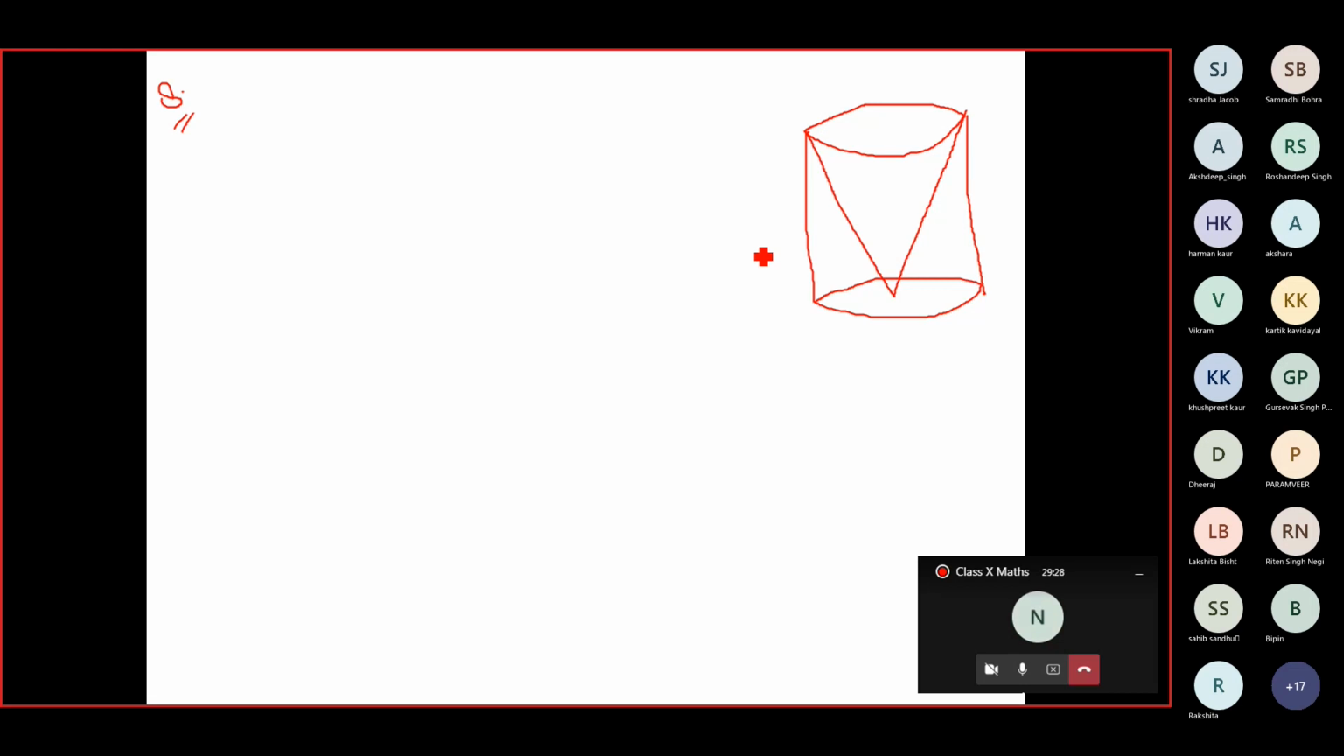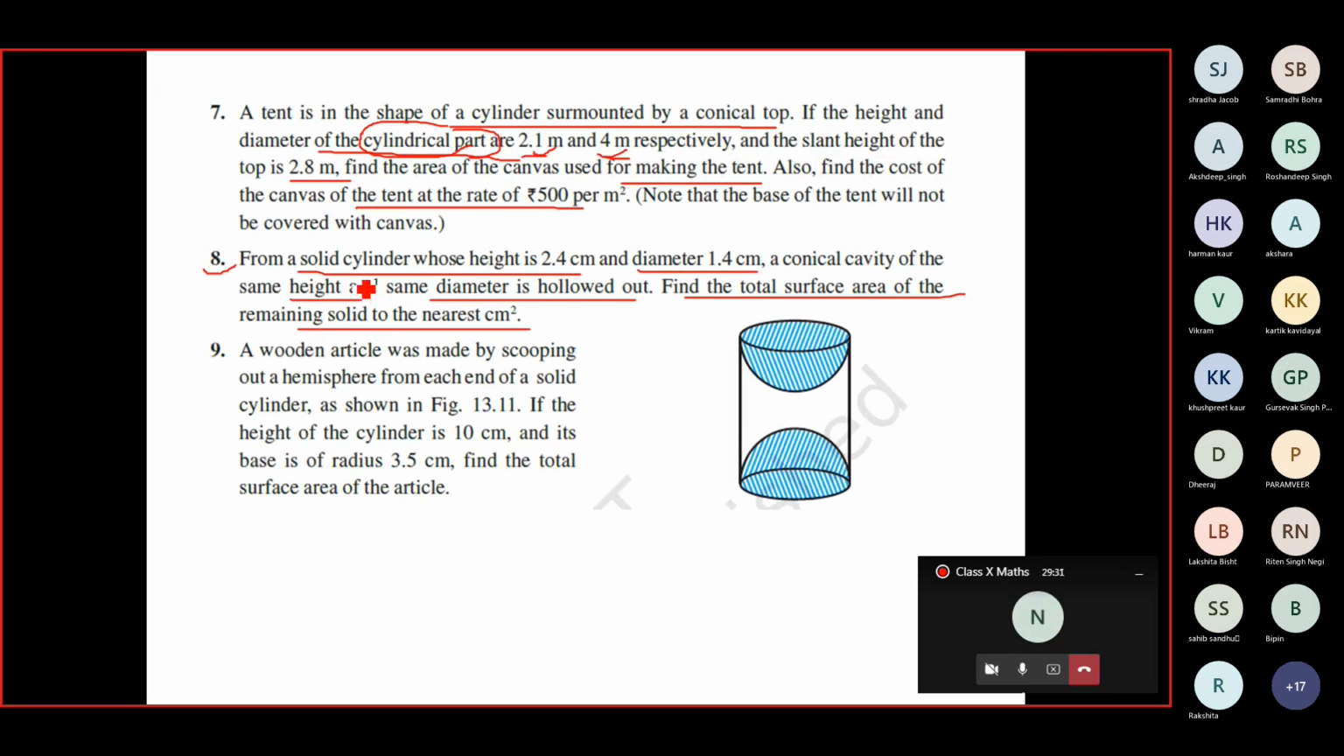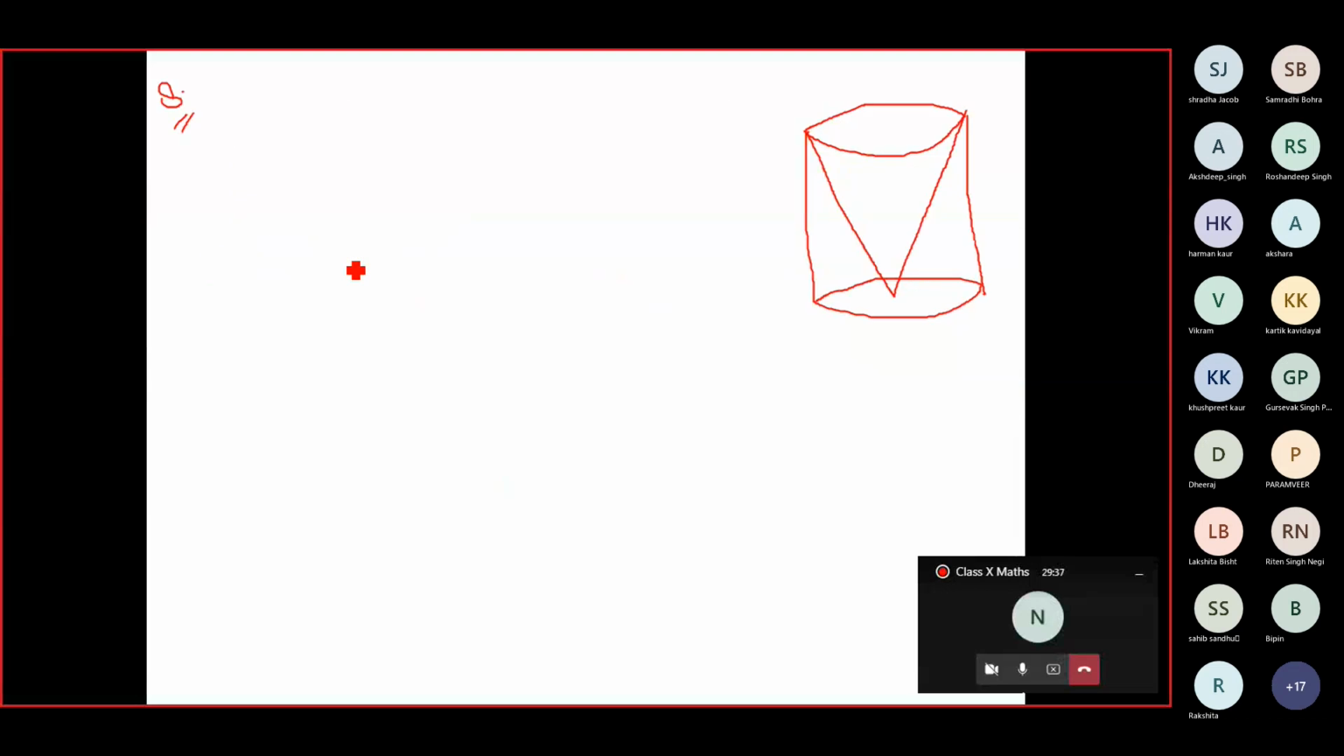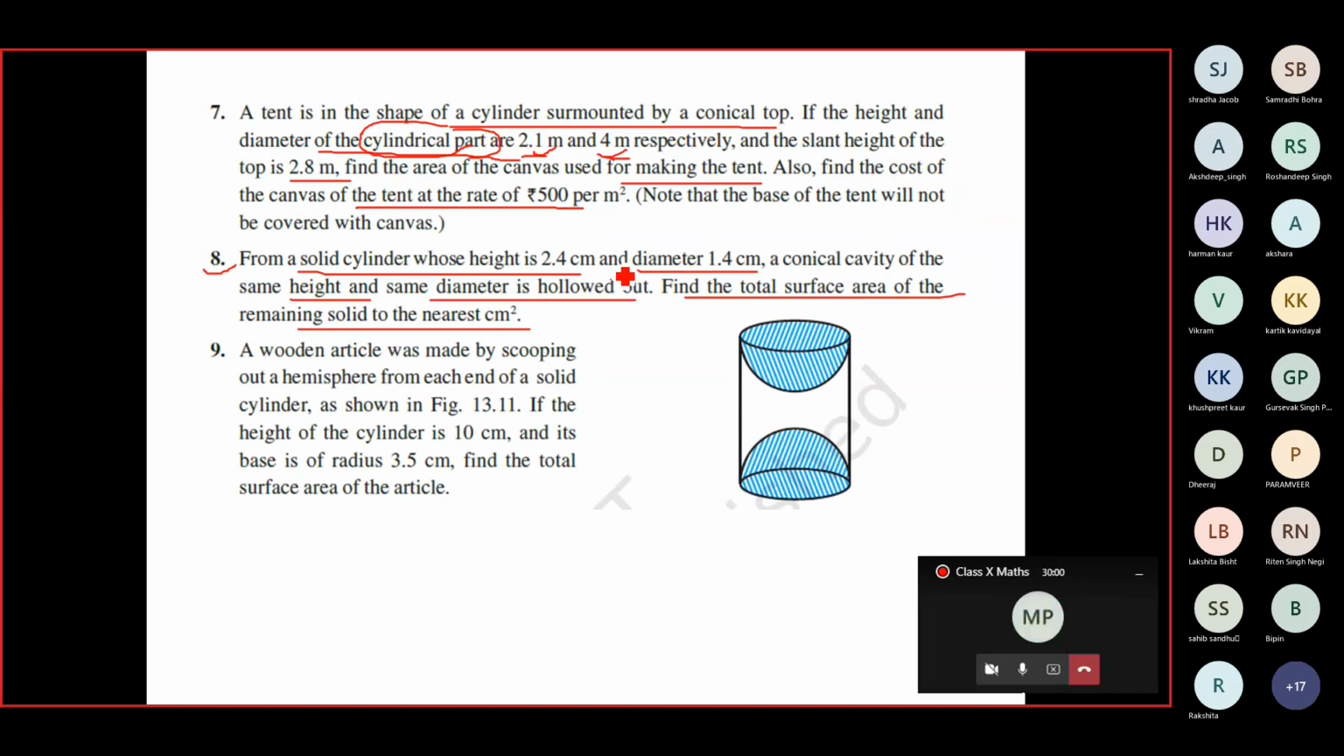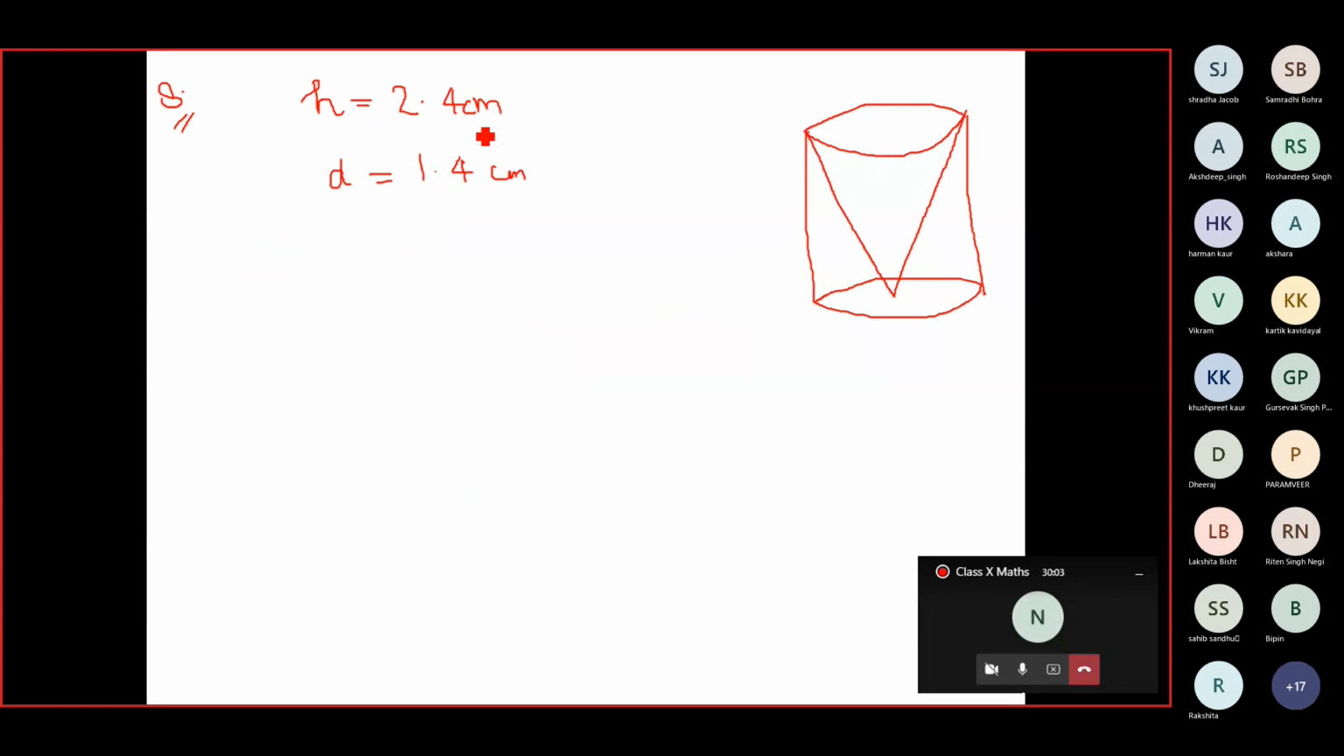Okay. Now look over here. At first, let us describe the things which are there. Height of the cylinder is 2.4. That is, height is same for both of these, whether you are telling of cone or of cylinder, it is 2.4. And diameter is how much? 1.4 centimeter. So radius will be how much? 0.7 centimeter.